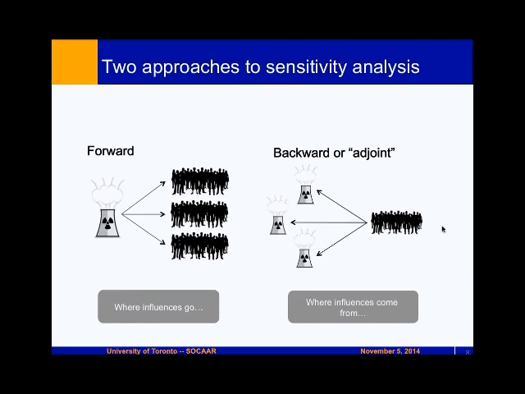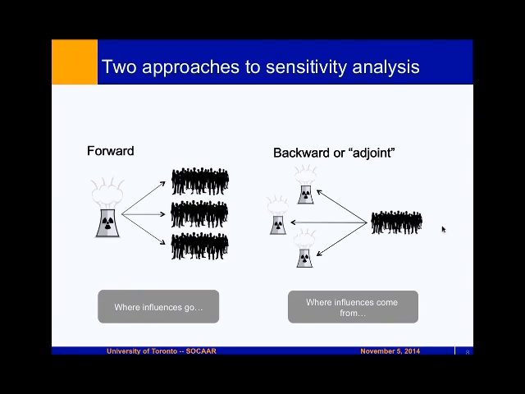Here you're standing at the source, looking forward in time and space, seeing where things go. There you're standing at the receptor, and you're looking backward in time and space, where things come from. So both approaches have pros and cons. Each one is good for answering specific types of questions. So this one is really good if you, for example, as I said, ask what happens if you decommission a power plant.